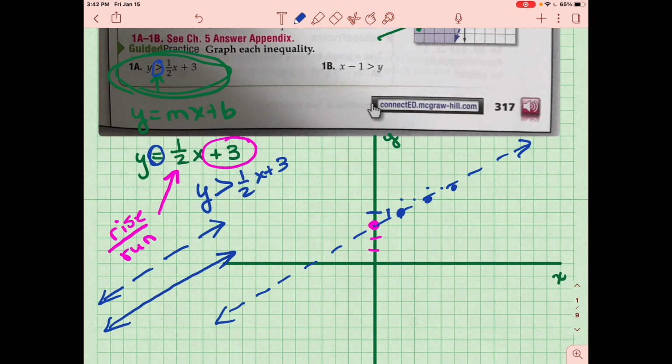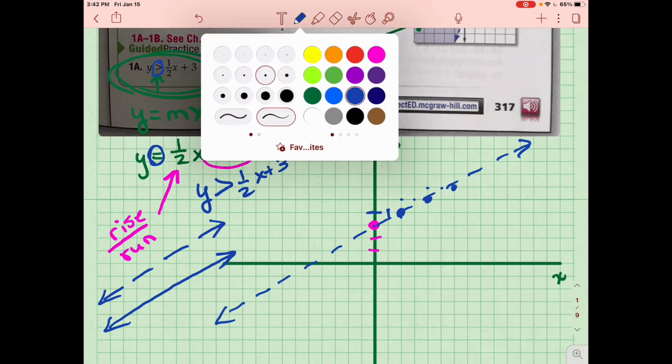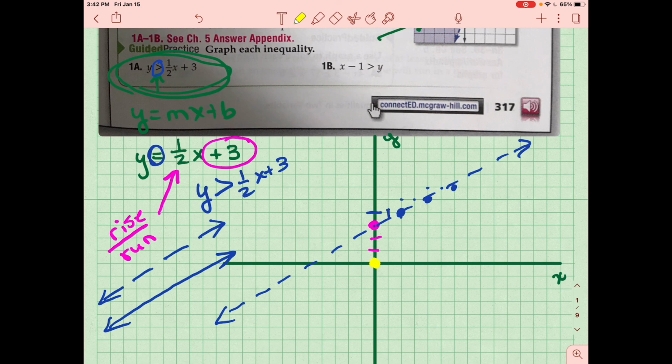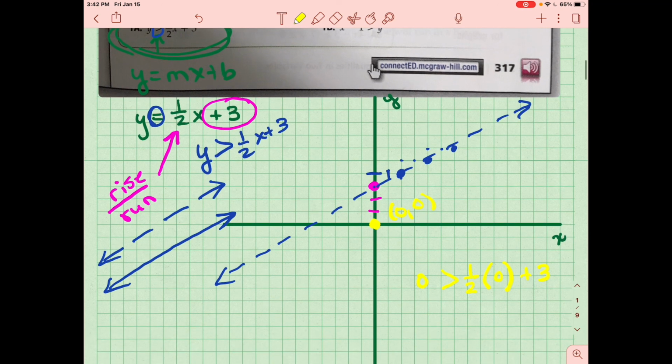However, let's check it. I think I'm going to choose this as a test point, 0 and 0. So let's plug 0 and 0 into the equation and see if it's true. Y is going to be 0, is greater than 1/2, x is going to be 0, and plus 3. And if I solve that, I get 0 is greater than 1/2 times 0 is 0, and 0 plus 3 is 3. Is 0 greater than 3? No, it is not. So where my test point is, I am not going to color.